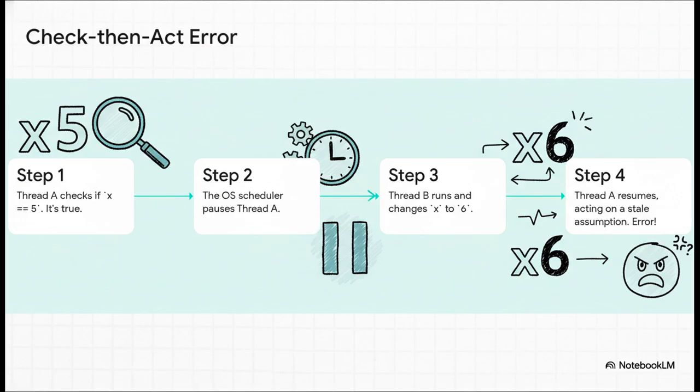Let's paint a picture of this check then act problem. So thread A checks a value x and sees that it's 5.